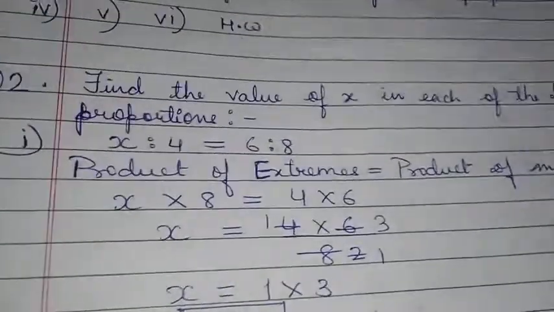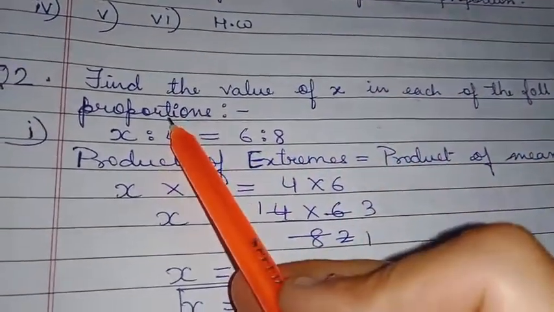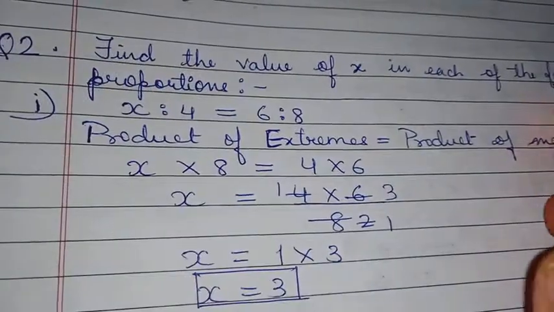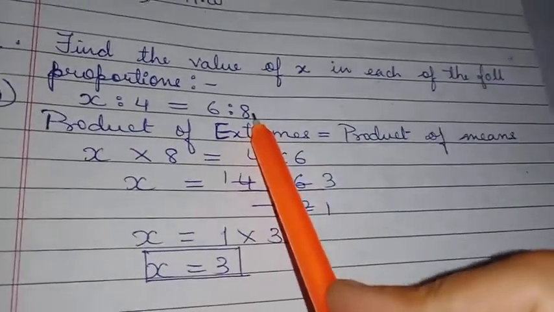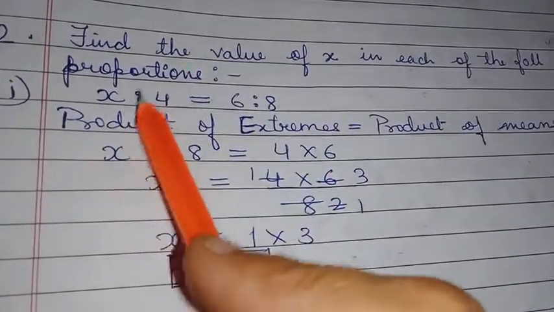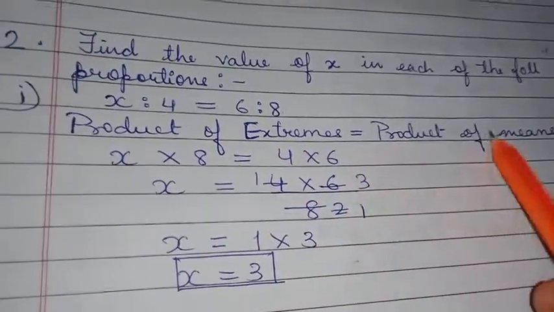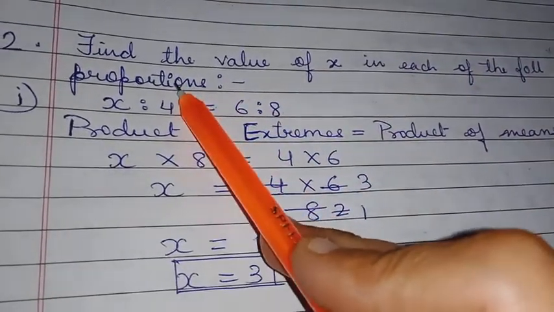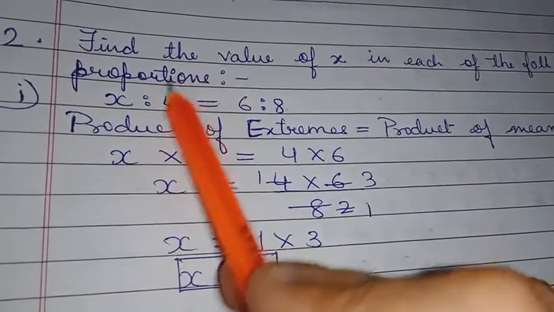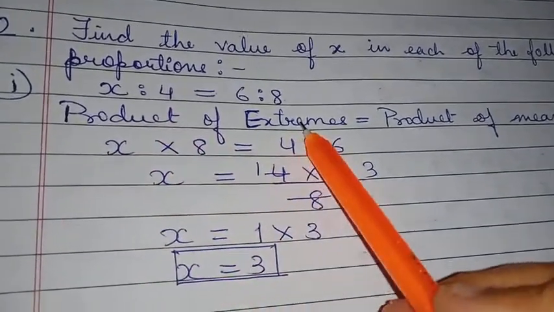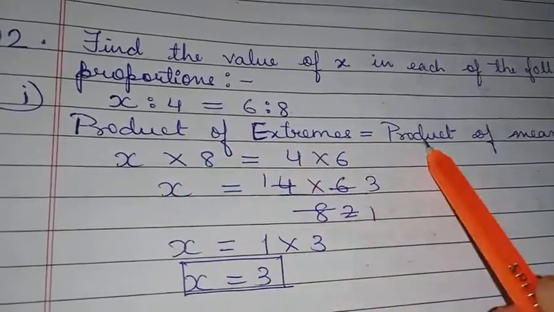Okay. Now question number 2. Find the value of x in each of the following proportions. Now these are all proportions. Okay, proportions are given very clearly. x is to 4 is equal to 6 is to 8. Right? So now here we have to use the concept product of extremes is equal to product of means. Why? Because it is already given here that they are in proportion. Okay, so we can directly use product of extremes is equal to product of means, right?